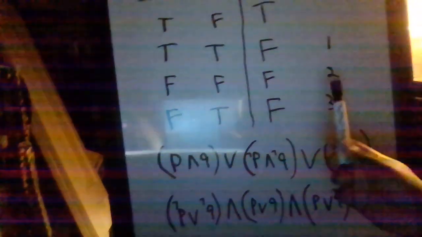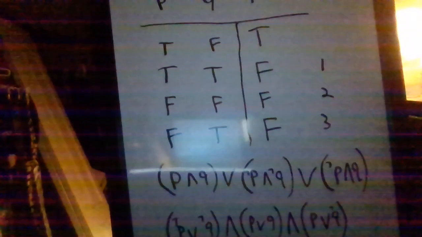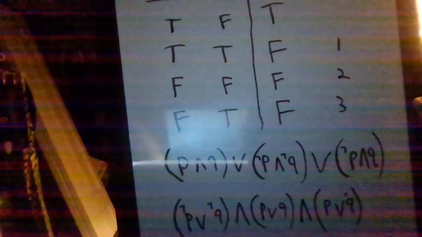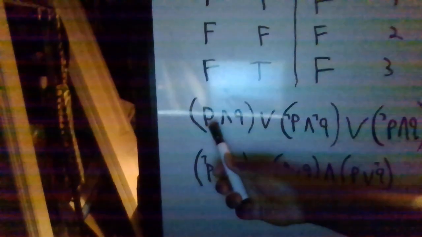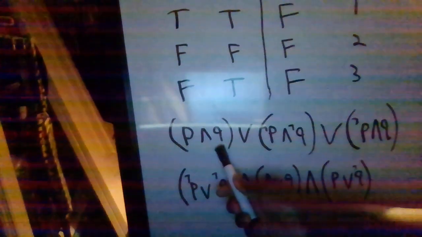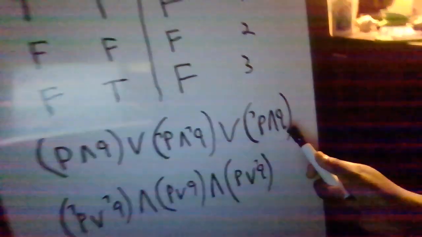So what we're going to do is turn this into disjunctional normal form. We're going to take each of the scenarios that results in false and turn that into a simple disjunctional normal form. Now we know disjunctional normal form is a disjunction of conjunctions. So what we have is P and Q, which is true and true. Then false and false, which is not P and not Q. And false and true, not P and Q.